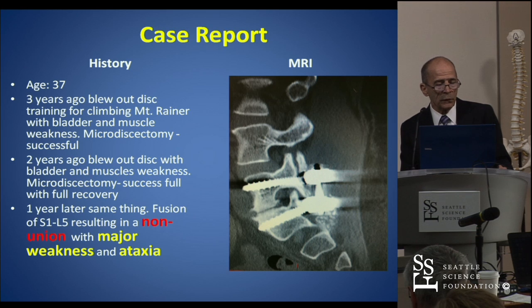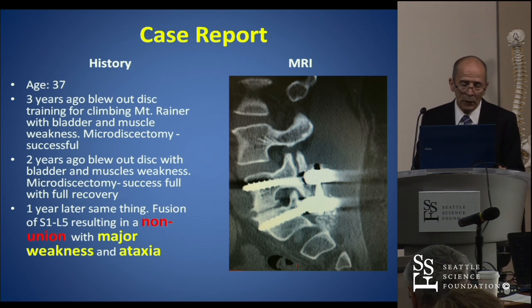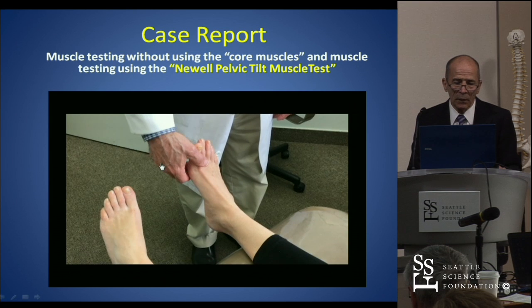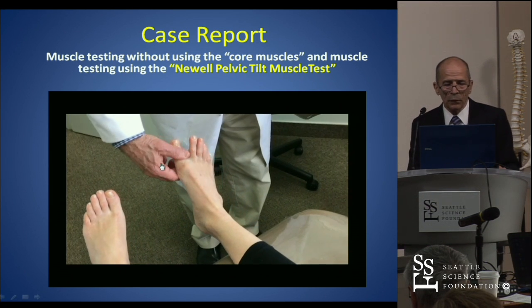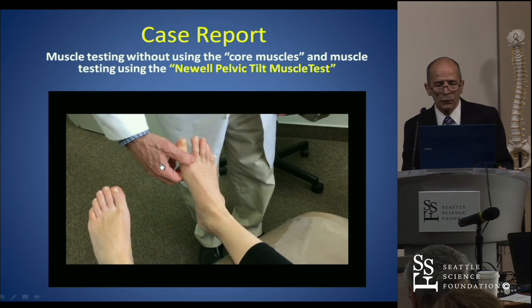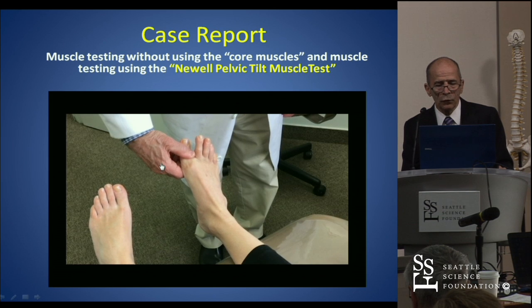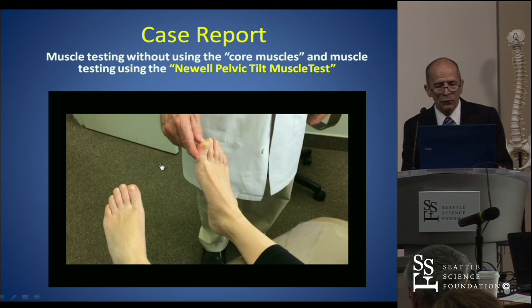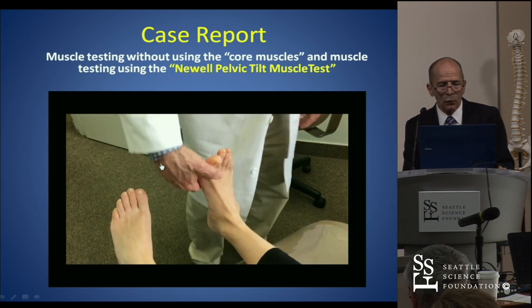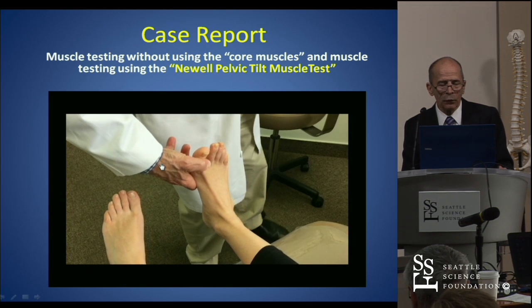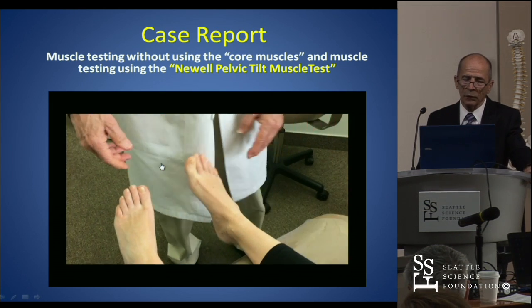I saw her 3 months later, and she had a non-union. She had major weakness and major ataxia. So here she is. You can see I'm doing extension. I'm asking her to, she just has a 1 or 2. I called it 2, but really this is a 1 or almost a 0. Then I asked her to do the core, and she could recruit that whole extensor hallucis longus.